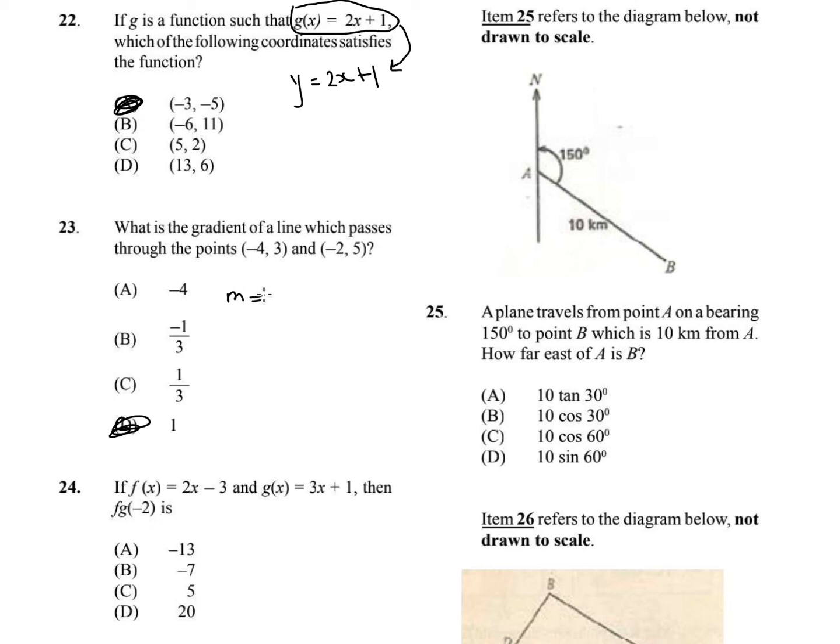And if you should recall, this is the formula when dealing with gradient. So what this is saying is 5 minus 3 over minus 2 minus minus 4. This is the same as 5 minus 3 is 2, and minus 2 minus negative 4 is the same as minus 2 plus 4, which is 2. The answer for that is 1. So that was how we got the 1 for number 23.